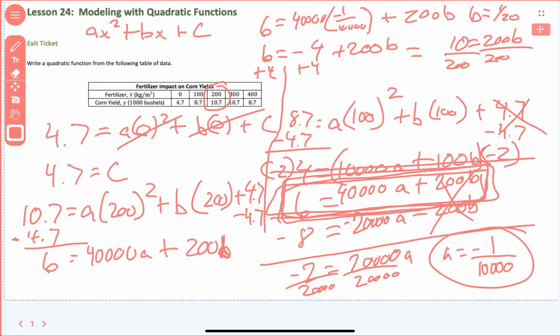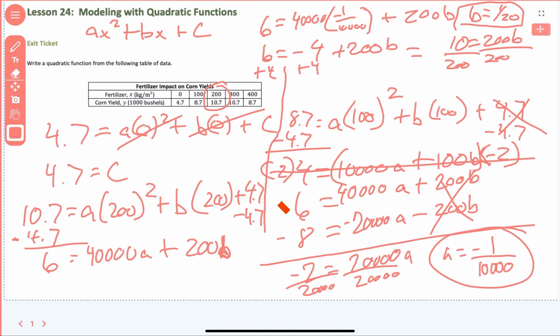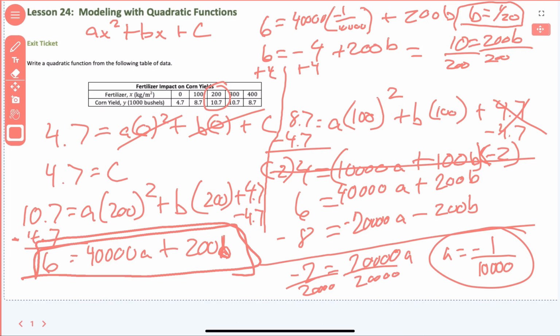Yeah, we could have plugged it back into the other equation, yeah. Why was that 6? Because we worked it out over here and got 6. This goes here.